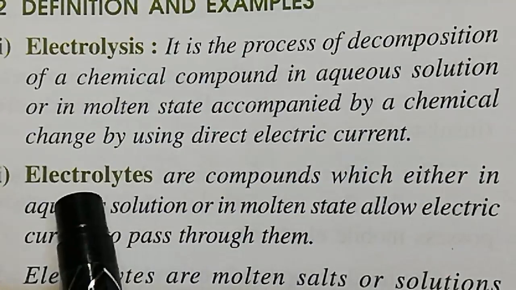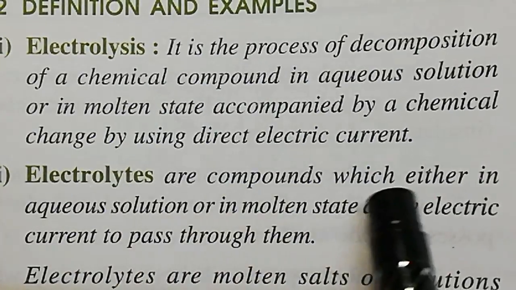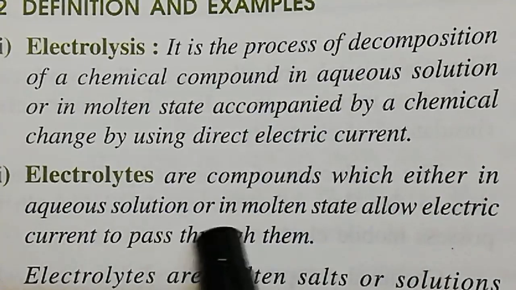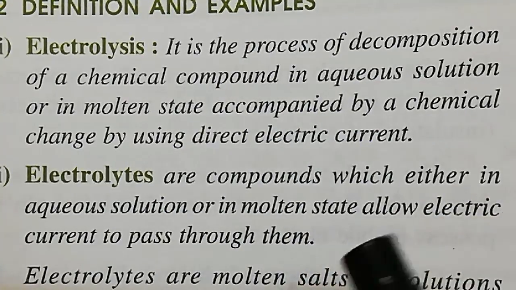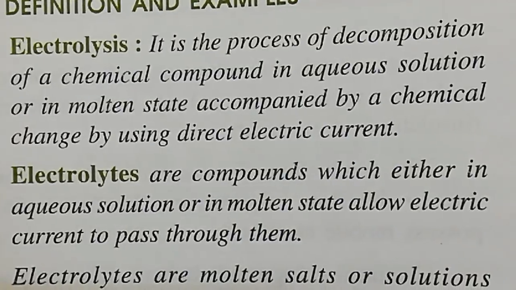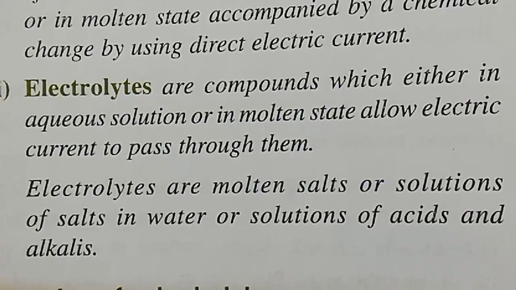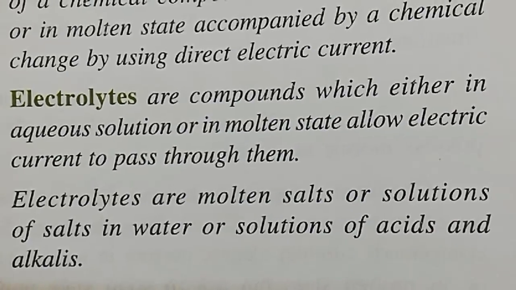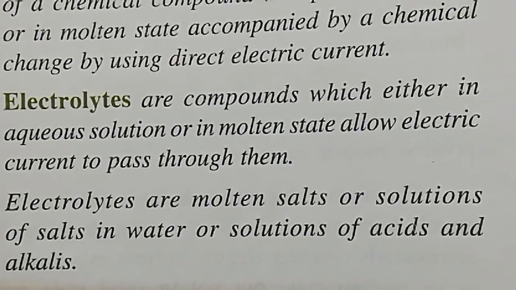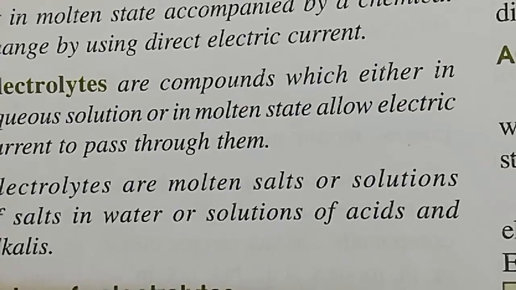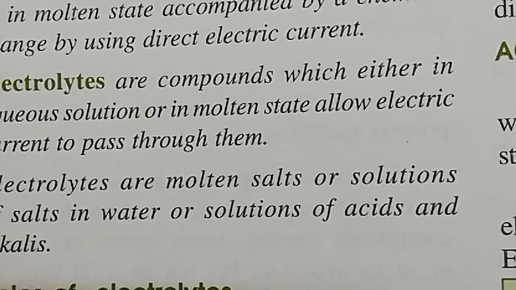And here, as it says, electrolytes are compounds which, either in aqueous solution or in molten state, allow electric current to pass through them. The electrolytes are molten salts, solutions of salts in water, or solutions of acids and alkali. Now we will go through the different kinds of electrolytes.